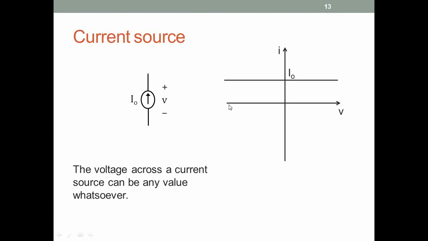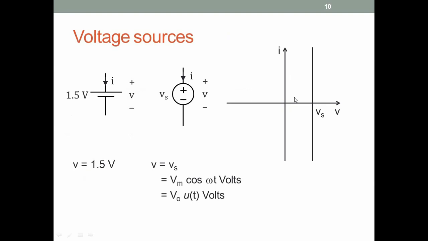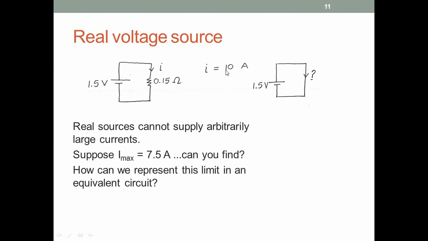What does it depend on? It depends on whatever is connected to this current source. We don't know the voltage across a current source until we solve the circuit to which it is connected. I must emphasize, this is the same as in a voltage source, where we don't know the current. In this plot, the voltage across a voltage source is Vs. The current in a voltage source, we don't know. It can be anything. It will depend on what we connect to that voltage source.